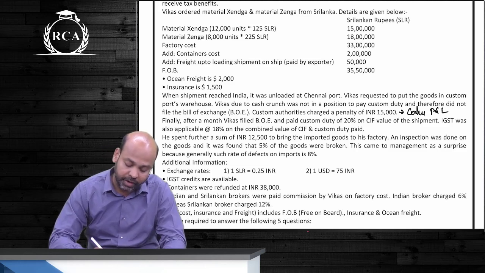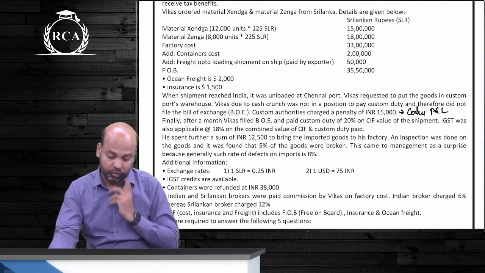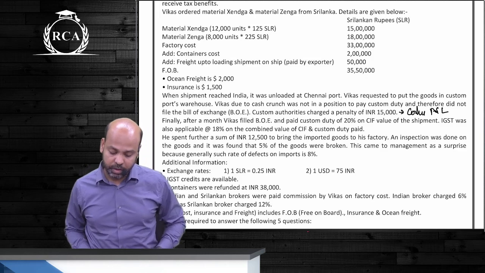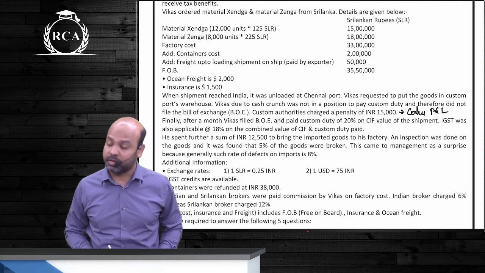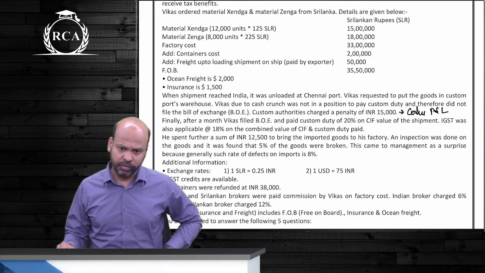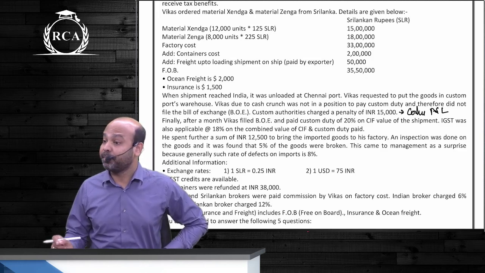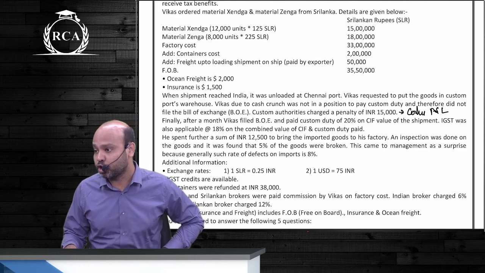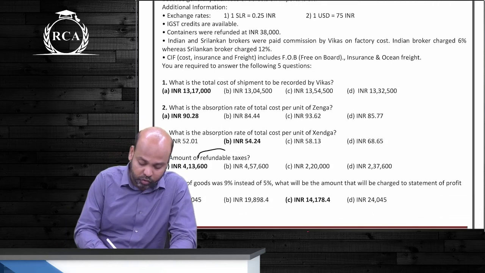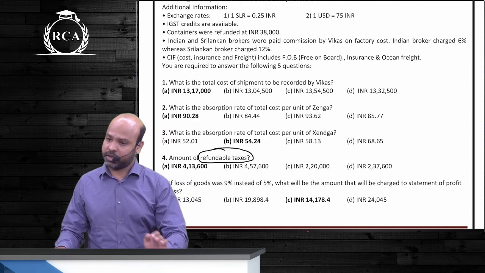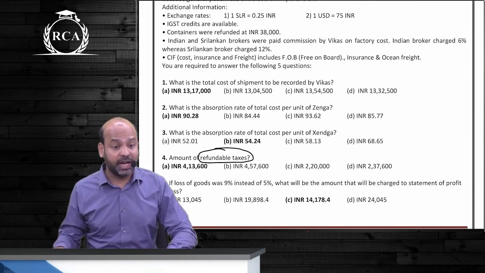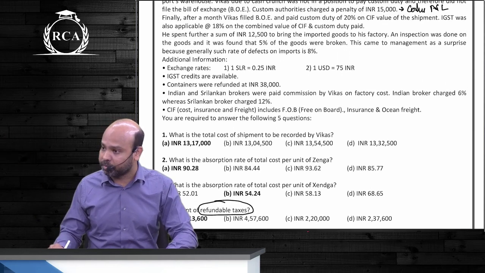Finally, after a month, we filed bill of exchange and paid customs duty of 20% on CIF value of the shipment. IGST was also applicable at the rate of 18% on the combined value of CIF and customs duty paid. Now, we will have to compute IGST also, we will have to compute customs duty, but only 20% of customs duty will be included in the cost. Both IGST and 80% of customs duty will not be included. One of the requirements is to compute the amount of refundable taxes. This will become 80% of customs duty and entire amount of IGST. That is the amount of refundable duty.